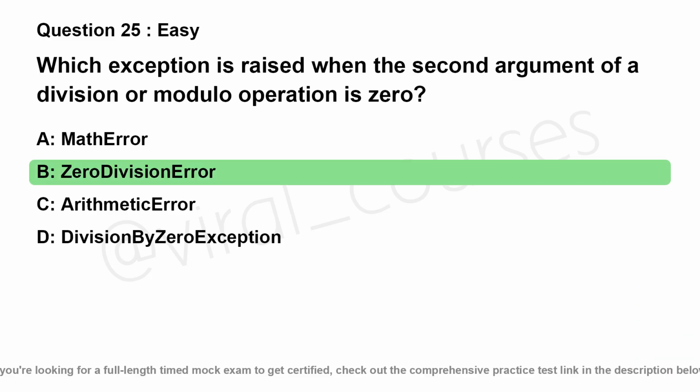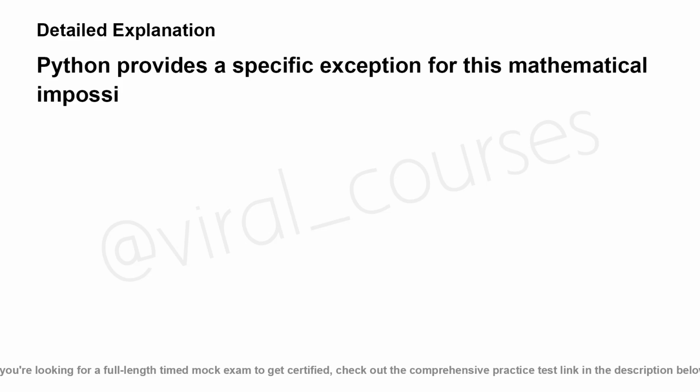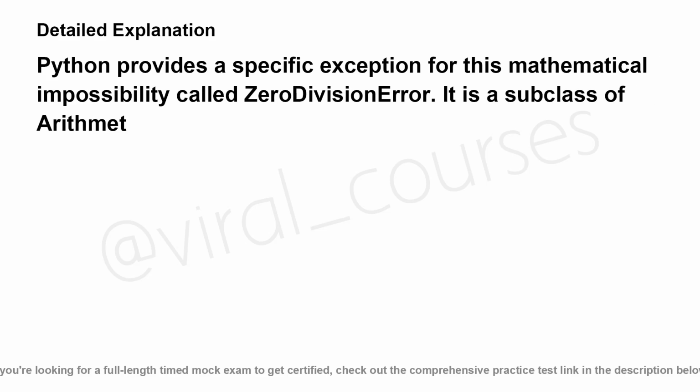The correct answer is B. Python provides a specific exception for this mathematical impossibility called ZeroDivisionError. It is a subclass of ArithmeticError.